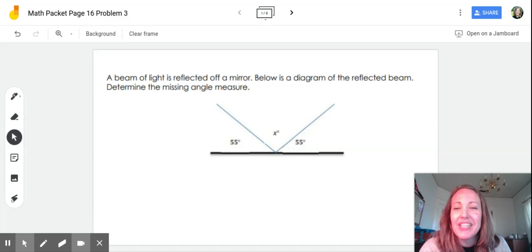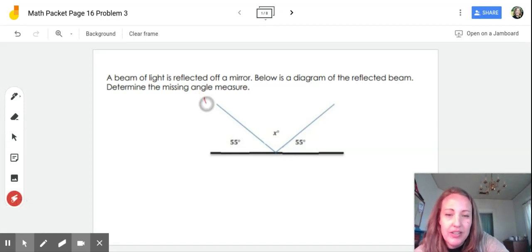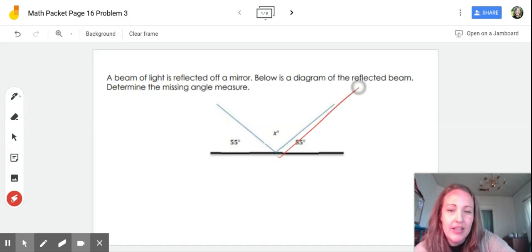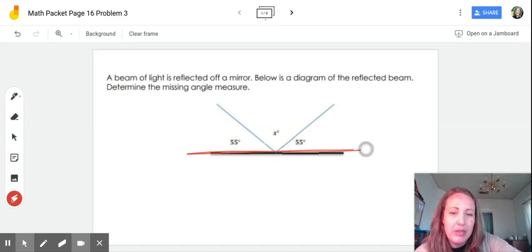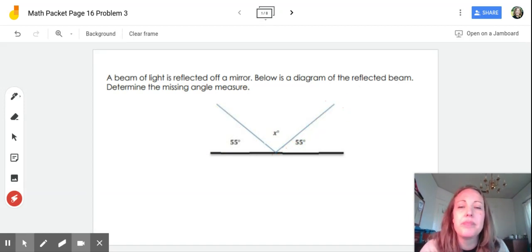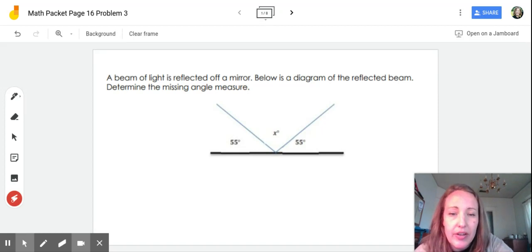All right, so here's what's going on in this problem. A beam of light is reflected off a mirror. So in this one, you can think of the light coming here, and then this probably represents the mirror, right? It's reflecting, comes down and bounces off. It says we want to determine the missing angle, and that's this angle right here, which is x.